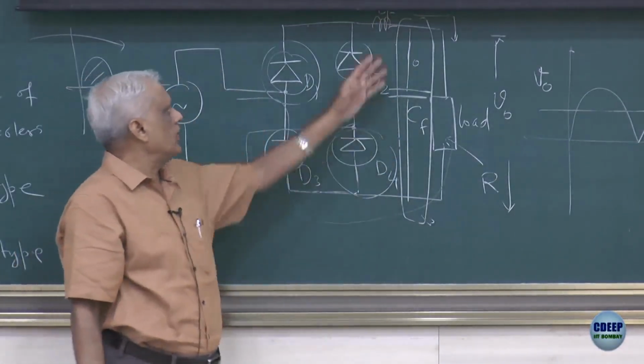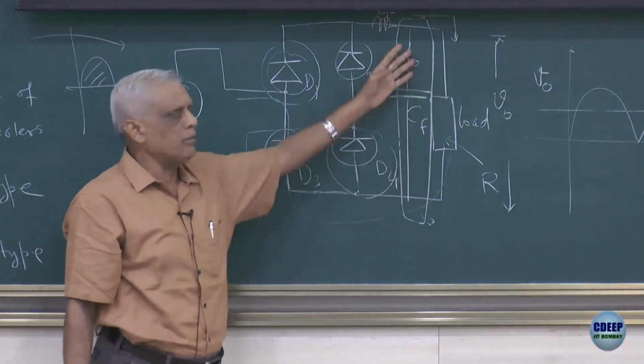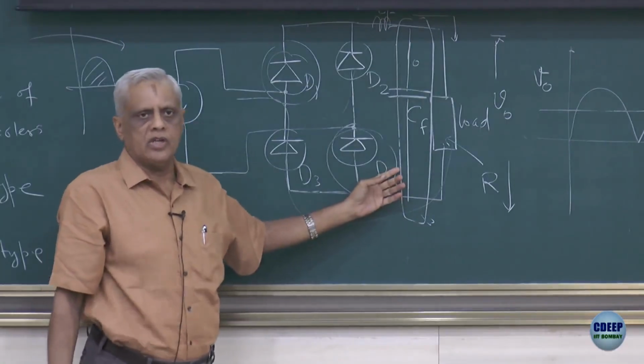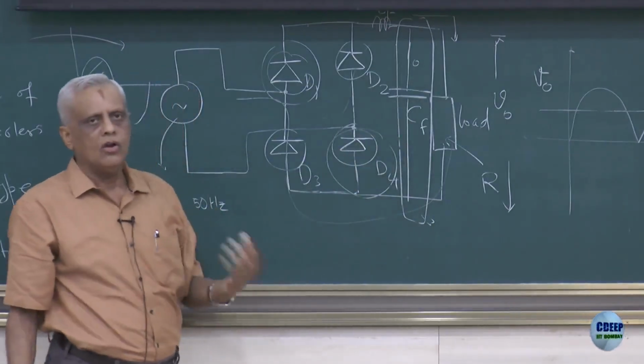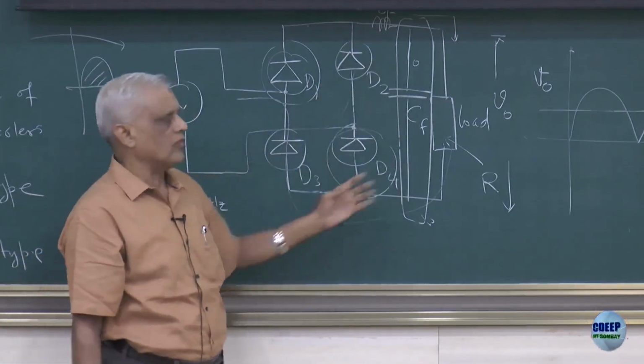That will reduce the size of this capacitor, because capacitor size depends on the ripple current that must flow through this capacitor, or the ripple current which it must absorb. So by putting this, you will reduce this size.